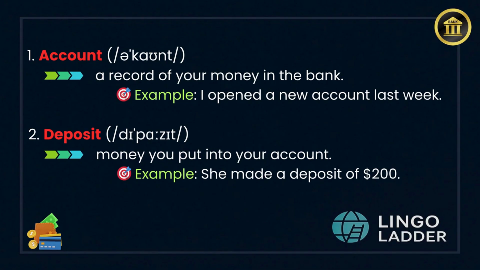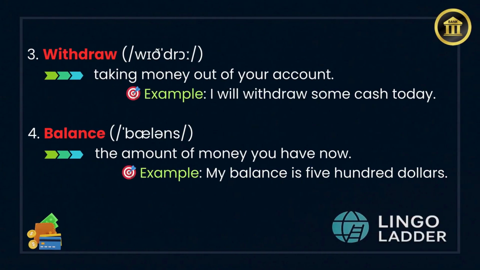1. Account. An account is a record of your money in the bank. 2. Deposit. A deposit is money you put into your account. 3. Withdraw. Withdraw means taking money out of your account. 4. Balance. Balance is the amount of money you have now.